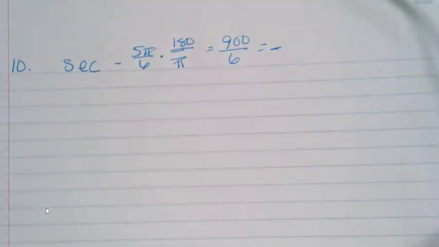So number 10. Secant of negative 5 pi over 6. So first things first, convert. So this will be, I need a pi on bottom, over 180. So the pi's cancel out, so 5 times 180 is 900 over 6. Please do not forget that. Divide by 6 is negative 150.